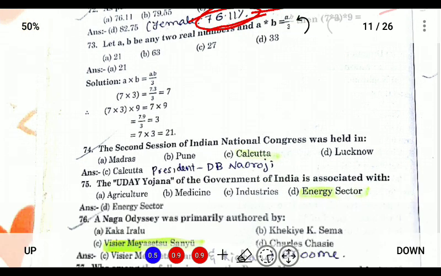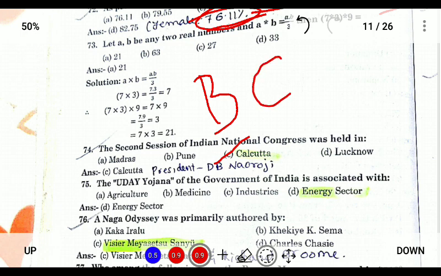Next, the second session of the Indian National Congress is held in Calcutta. So the first session of the Congress was held in Bombay, the second was in Calcutta, and the third was in Madras. So Bombay was under Womesh Chandra Bonnerjee. Calcutta was under Dadabhai Naoroji.